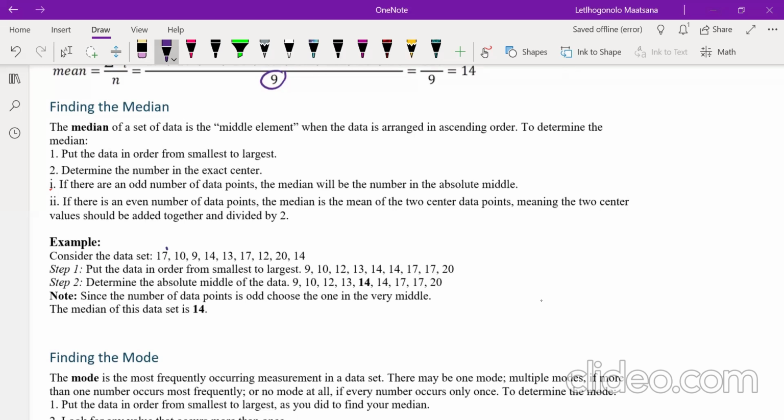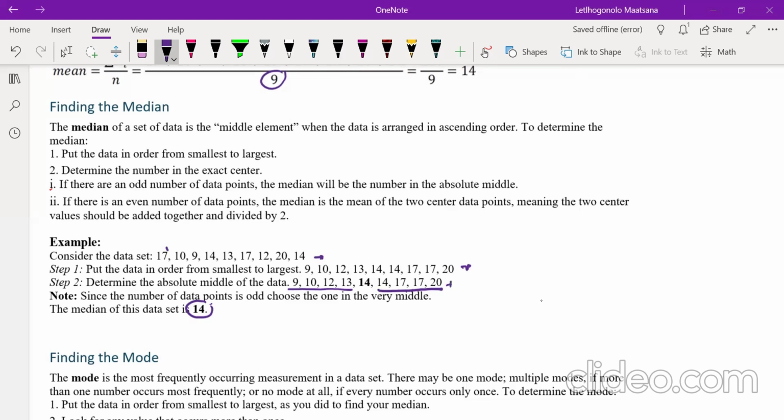Example here, we have data points. There are 9 data points in this data set. So we will go ahead and rearrange them, and we will look for the middle number. There are 4 numbers to our right, 4 numbers to our left. The middle number is 14. So therefore, the median is 14, sorry.